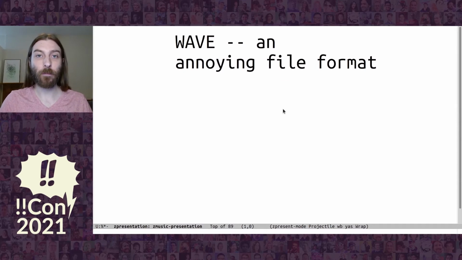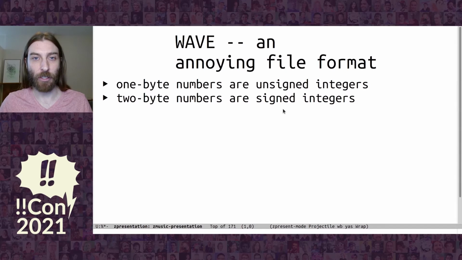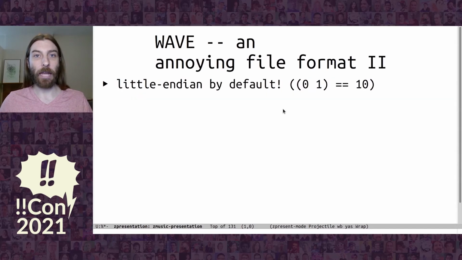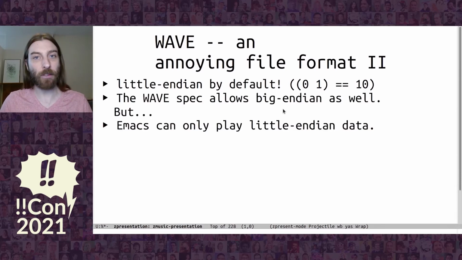And here's why. Numbers can either be one byte, unsigned, but if you have a 2 byte number, it's actually a signed integer, which is inconsistent. And it's little endian by default. You can switch it to big endian, but if you do that, Emacs can't play it. So little endian it is, which I just find confusing to think about.